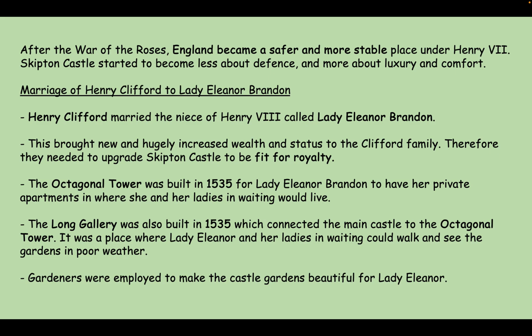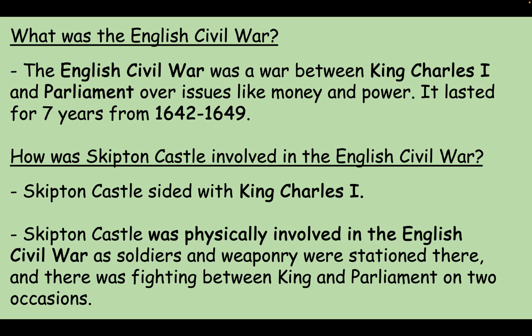The long gallery connects the old medieval castle to the octagonal tower. It was literally a long gallery with windows where Lady Eleanor Brandon and her ladies in waiting could walk and look out at the gardens if there was poor weather. They also employed gardeners to make the castle gardens beautiful for Lady Eleanor. So that change happens because of the marriage into royalty, because of that new status that the Clifford family have.